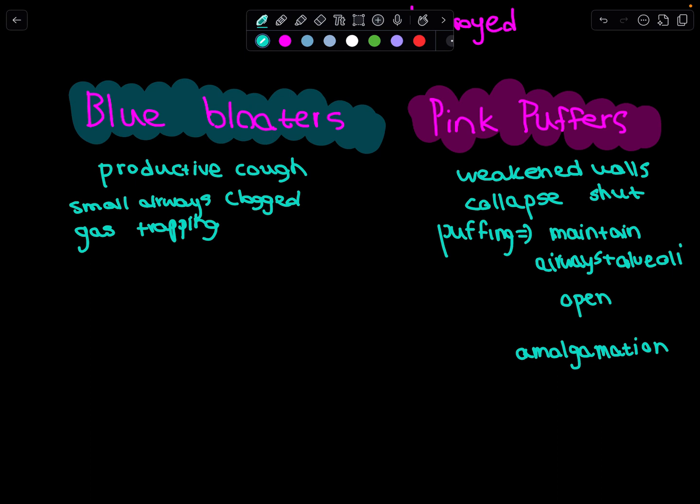Okay, let's talk about restrictive lung disease then. So restrictive, we have also talked about kyphoscoliosis and loss of lung. And so restrictive means that we have a problem with exhaling because there's trapped air, right?